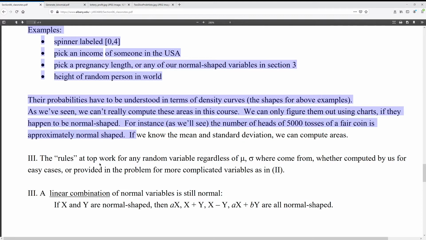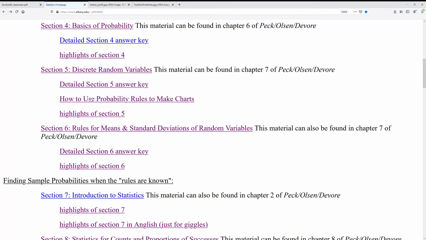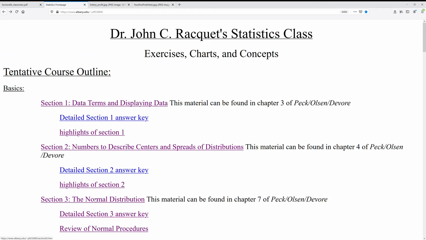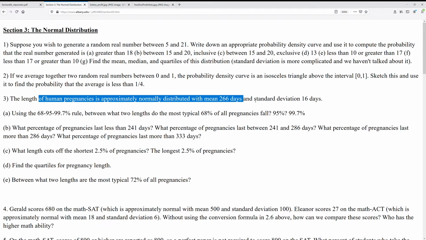The rules at the top work for any random variable. I mentioned this at the beginning. The rules at the top work for any random variable regardless of where their means and standard deviations come from, whether you've just computed them or whether you're given them. Notice the way all of these section 3 problems played out, right? You can't be given the pregnancy lengths of everybody there has ever been.